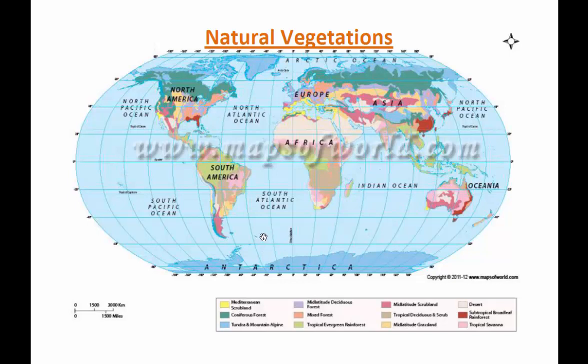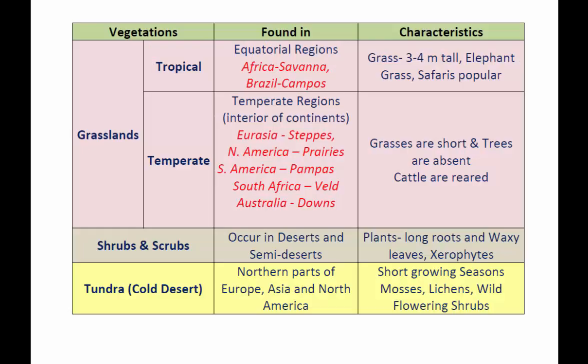Now we will look into another type of vegetation. The first one is grasslands, shrubs and scrubs, and tundra, the cold desert. We call this tundra vegetation or tundra region the cold desert or cold desert vegetation. So grasslands are usually divided into tropical grasslands as well as temperate grasslands. Tropical grasslands are mostly found in the equatorial regions, including Africa. It is known as savanna in Africa and campos in Brazil.